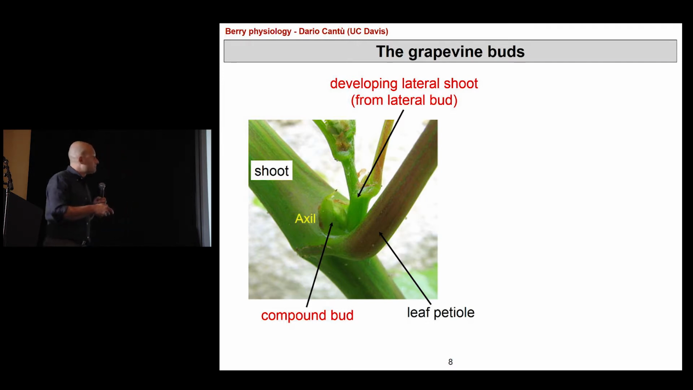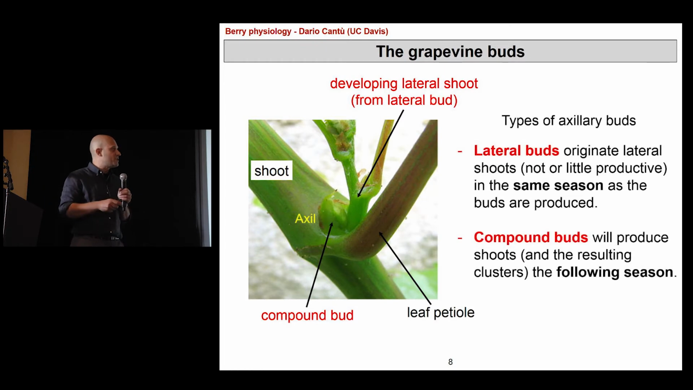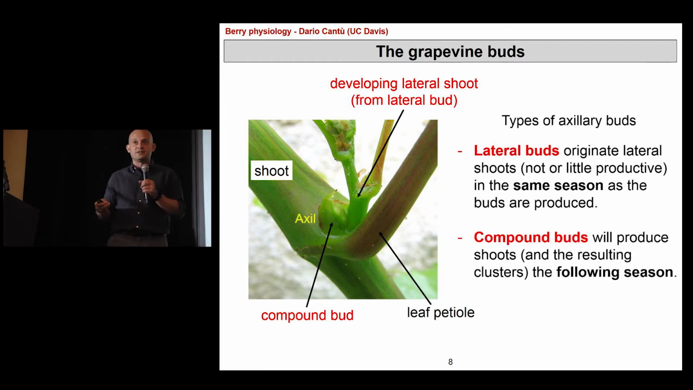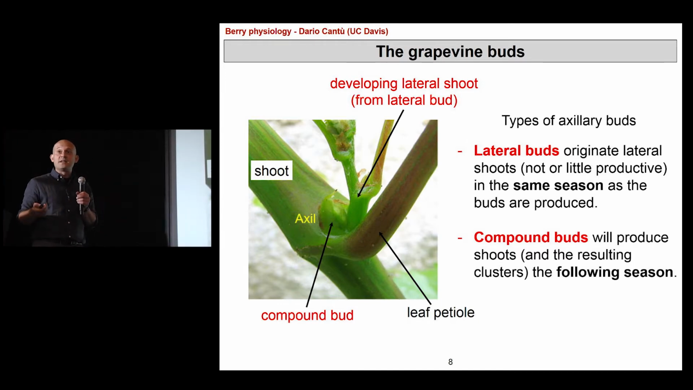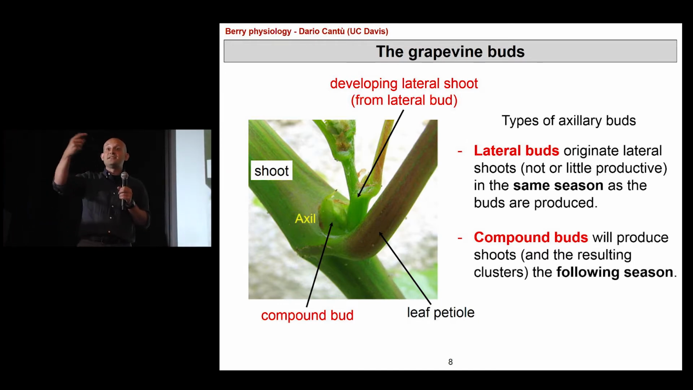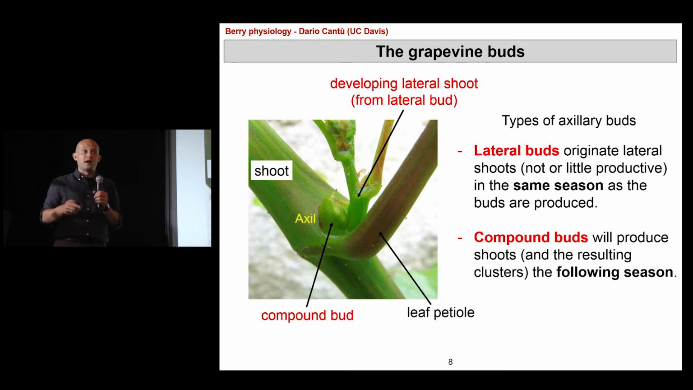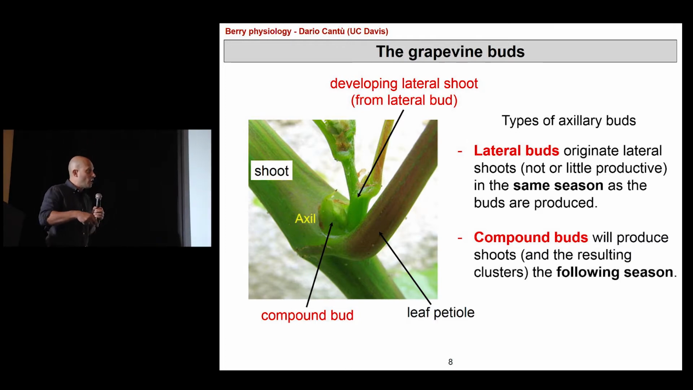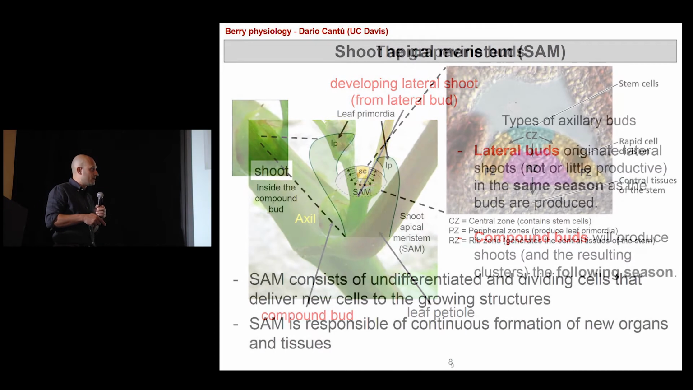Okay? So compound buds, and now here I wrote down some of the main features. So lateral buds will push a shoot the same season they are produced. Compound buds have a particular feature, which is they become dormant at the end of the season. And the compound buds are typically the fertile buds that next year will push shoots carrying clusters. So we're now focusing only on compound buds.